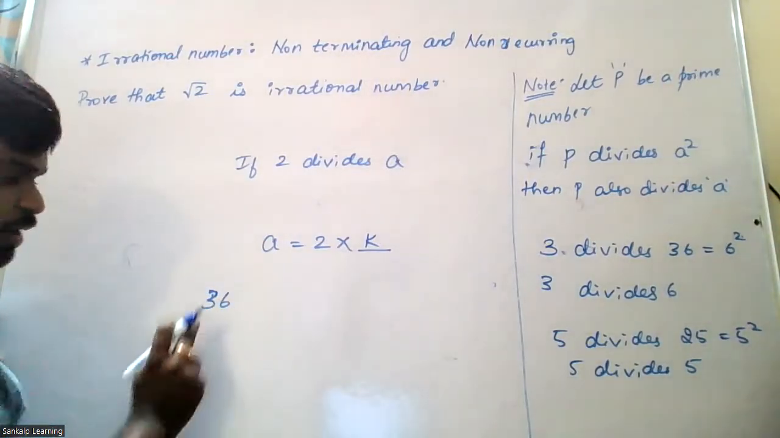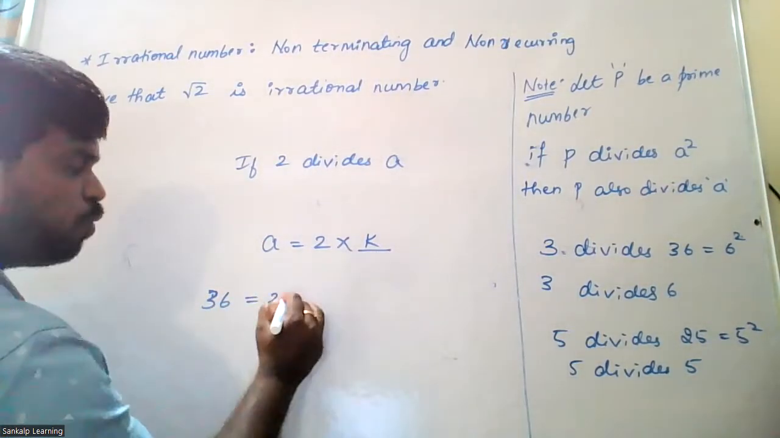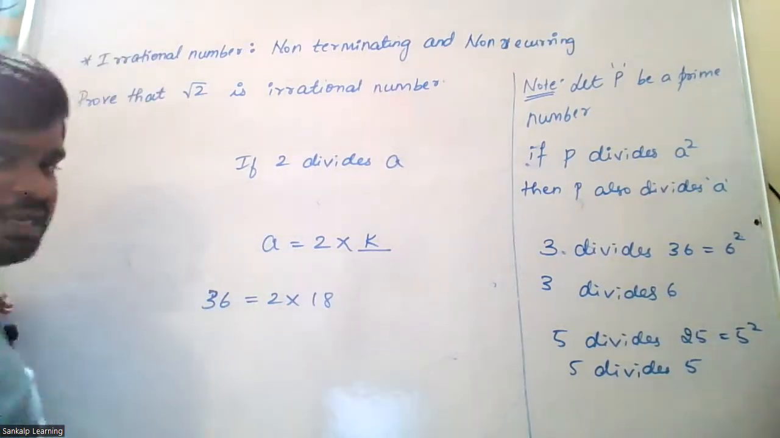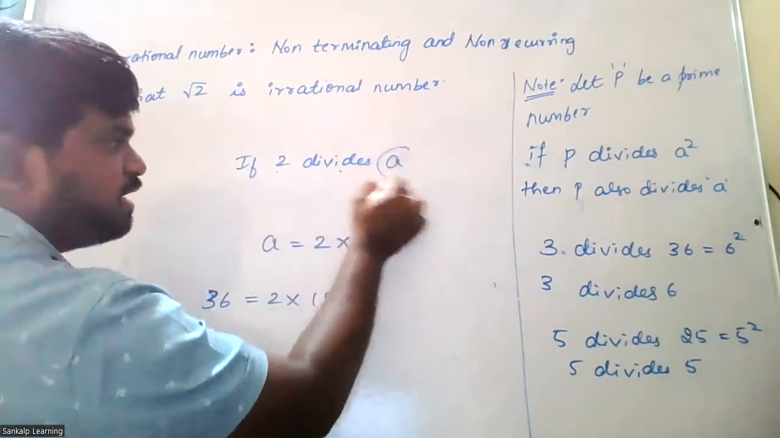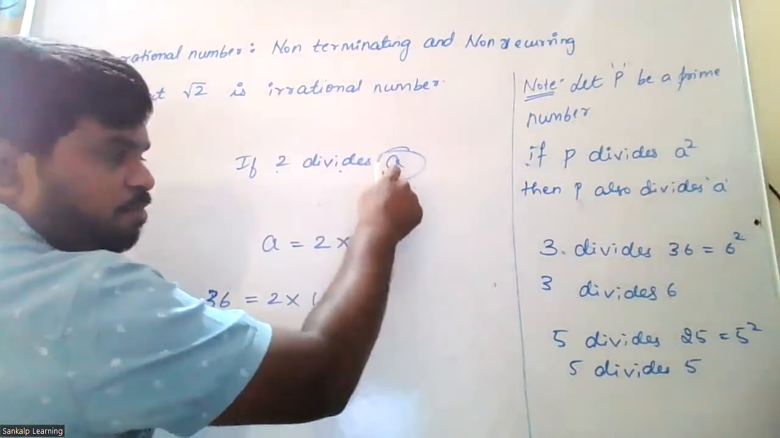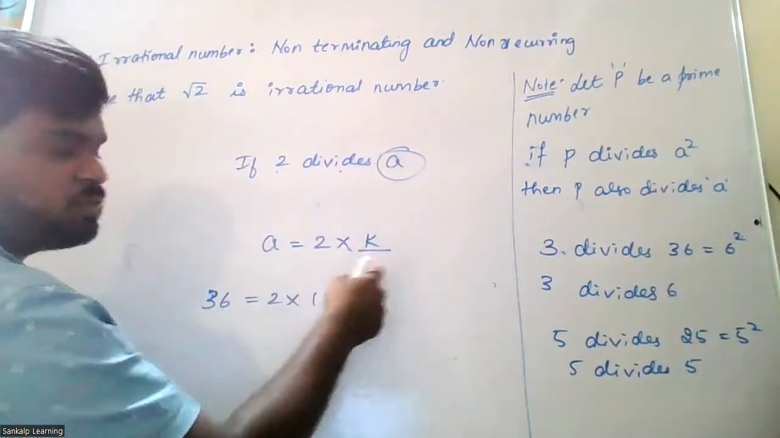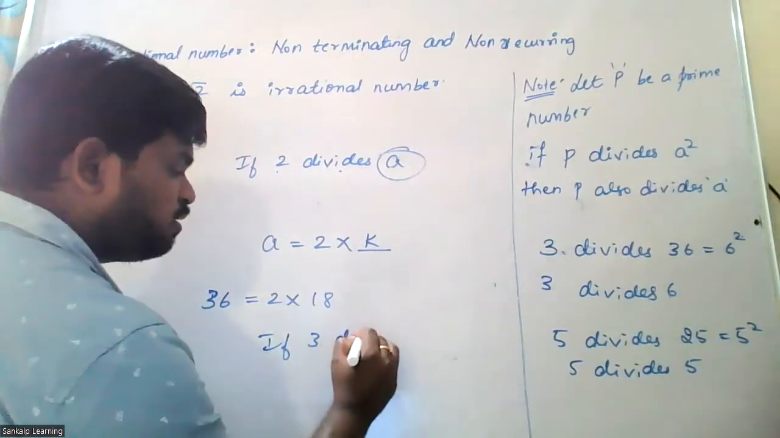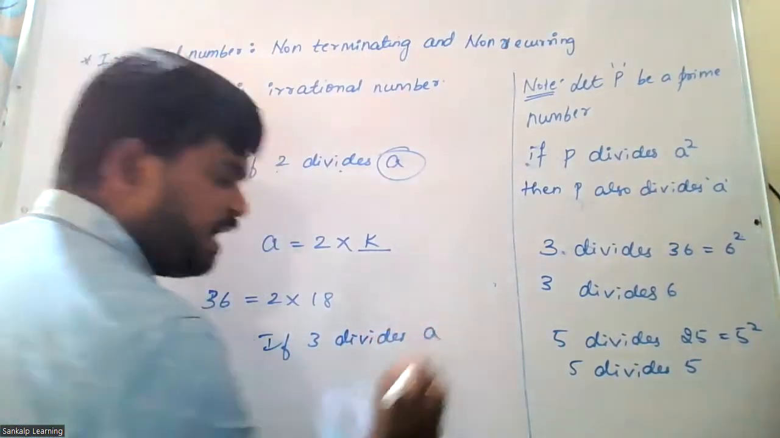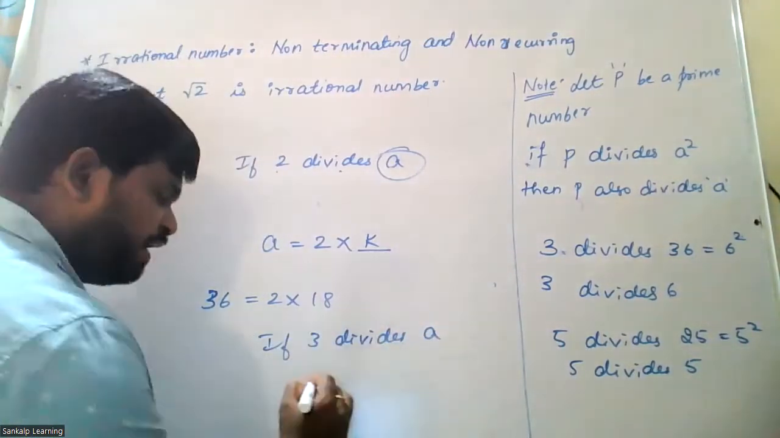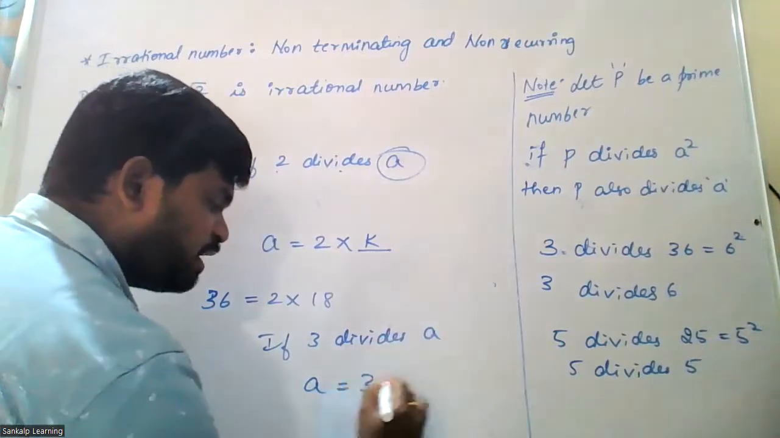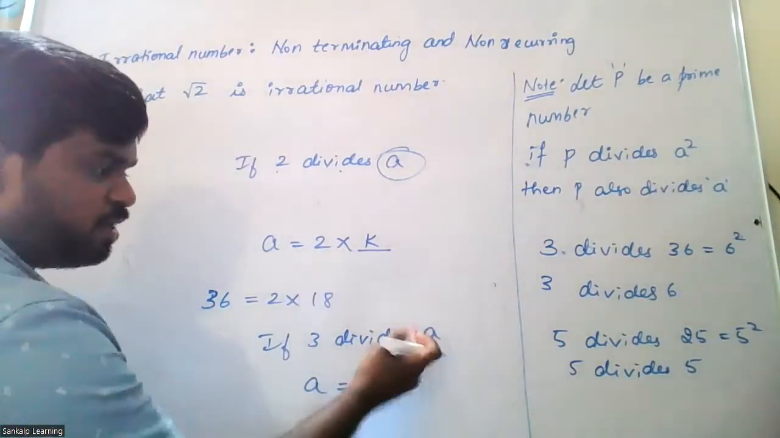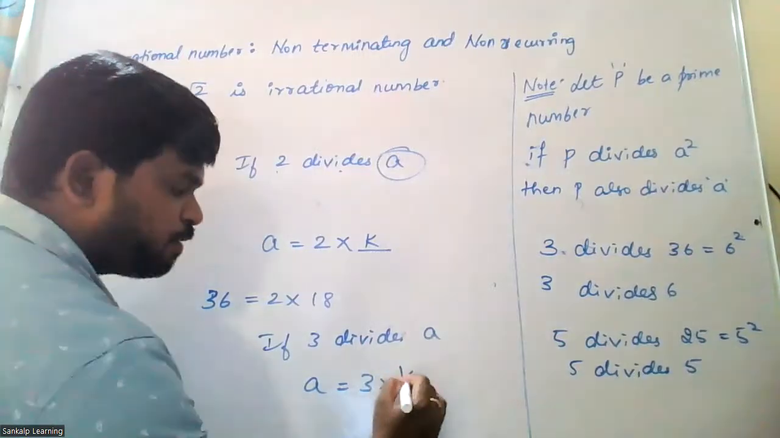36 is divisible by 2. What did we do? 36 can be written as 2 into something. Something is 18 over here. It's an integer. Similarly, if 2 divides a number, then this number should be expressed as 2 into something. Similarly, if 3 divides A, then definitely this number A can be written as 3 into something. We don't know what that is because we don't know what this number is. So it depends on this, 3 into K.